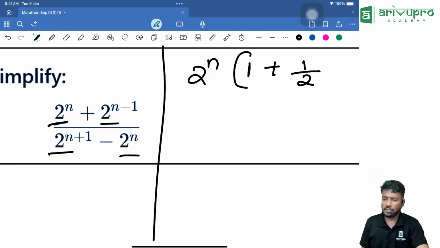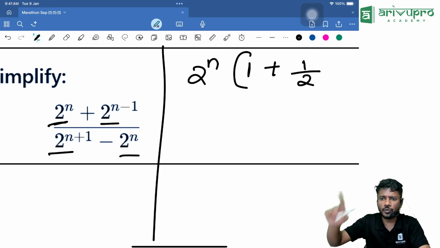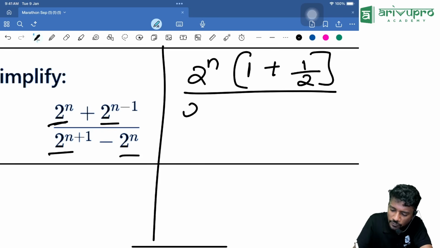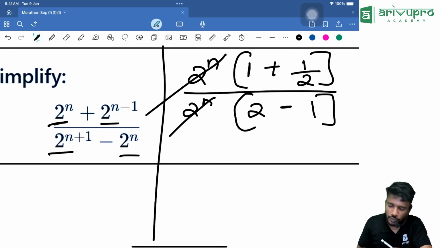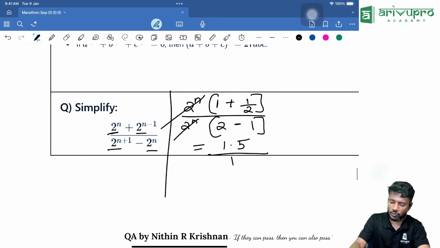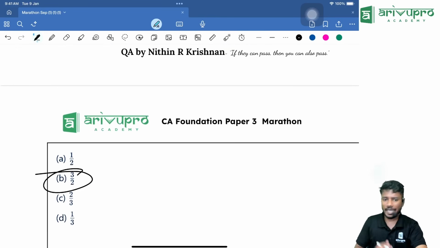Am I right? 2 raised to minus 1 can be written as what? 1 by 2. Is that correct, people? Yes. Divided by, 2 raised to n is common from the second term. What is remaining? 2 minus 1. Now 2 raised to n cancelled. Now 1 plus 1 by 2, can I write it as 1.5? 1 by 2 plus 1 is how much now? 1.5. Now divided by 1. So which of the options is giving you 1.5? 3 by 2. Option B is your answer.